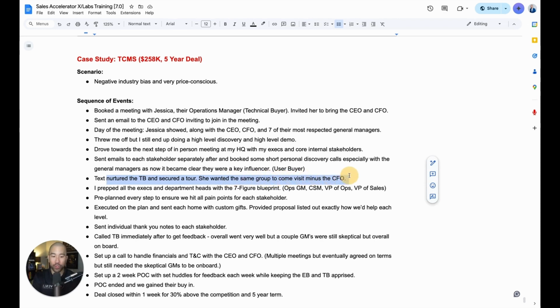So I prepared all execs in the department with the 7-figure blueprint. I got my ops GM, the CS manager, VP ops, VP of sales, and a few other lower level internal stakeholders as part of it as well.